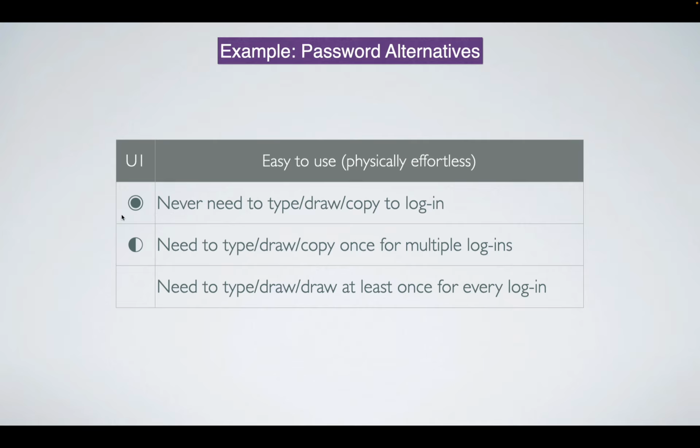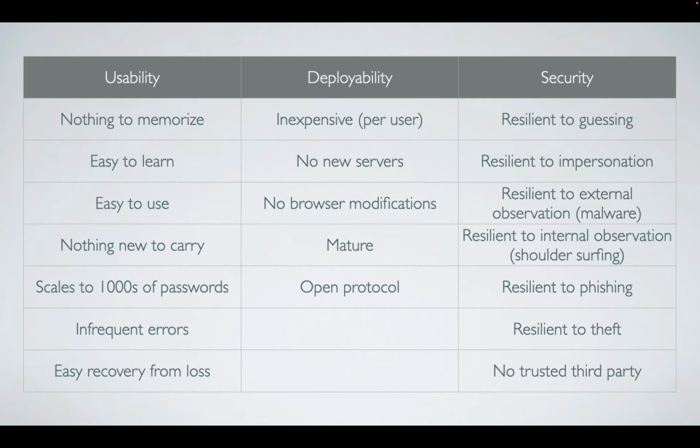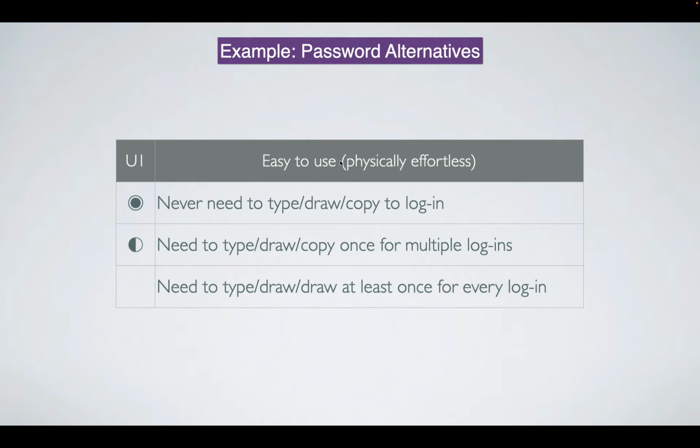Okay, so now we can think about each property one by one. I'm not going to do all the properties, but we'll do a couple of them so that we get a feel for it. Let's start with easy to use. You can also define it as physically effortless. Easy is kind of vague. What does easy mean? Well, we're talking about doing it physically.